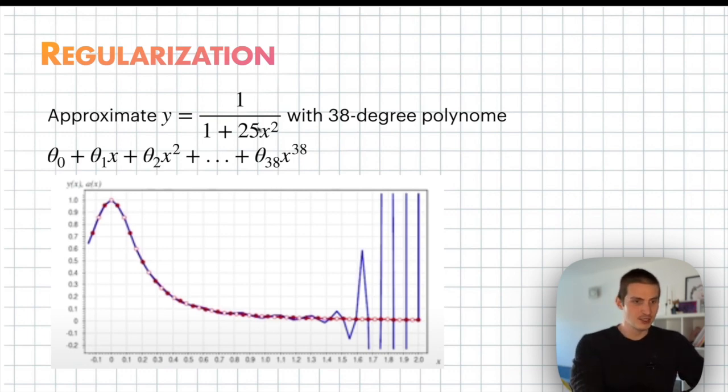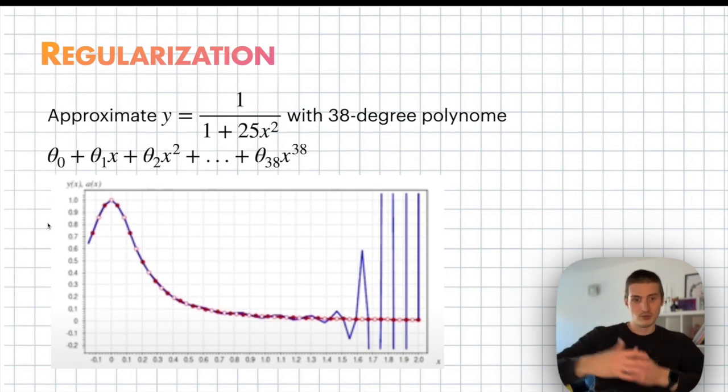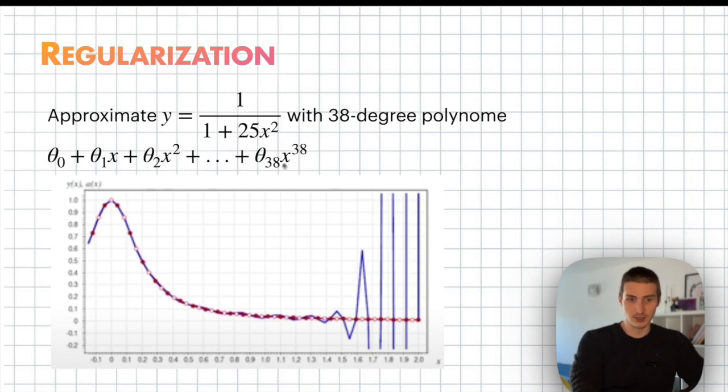And there is a really good example of this from trying to approximate just some function. Imagine that we had y equals 1 divided by 1 plus 25x squared as the function that we try to approximate. And then we try to approximate it using a polynomial of different powers of x. So we have theta 0 plus theta 1 times x plus theta 2 times x squared and so on, up to 38 degrees. So you can imagine that if we had just theta 0, this is basically a horizontal line.